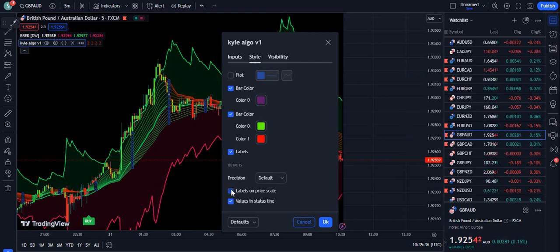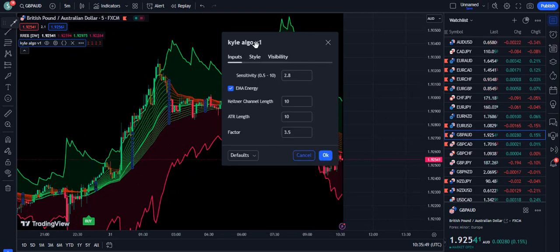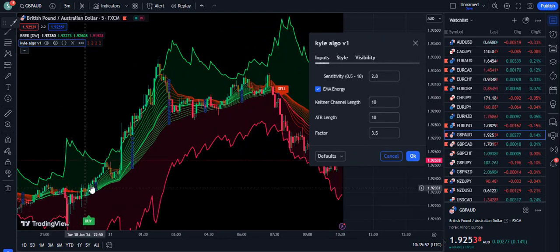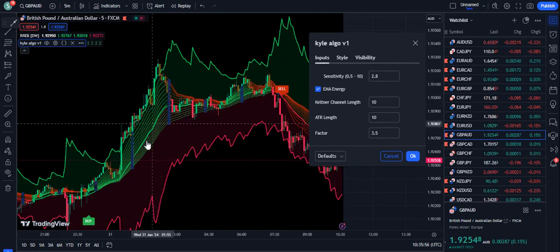First of all, I'm going to uncheck the labels. Let's see if we can go with the bar colors. Okay, no, we cannot remove the labels, otherwise the buy and sell signals will be gone. Now going into the input section, as you can see here, we have the moving average in the middle, so we don't need that. This option is in the input section.